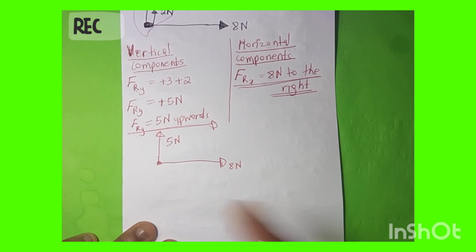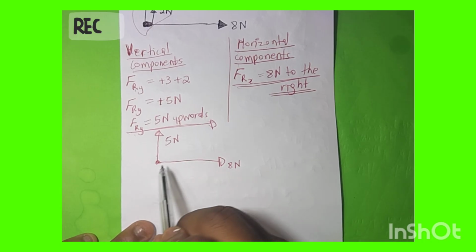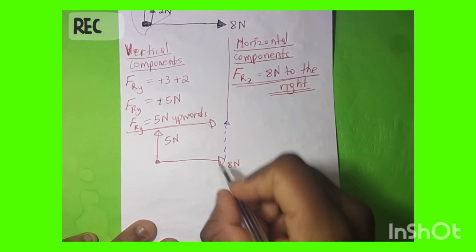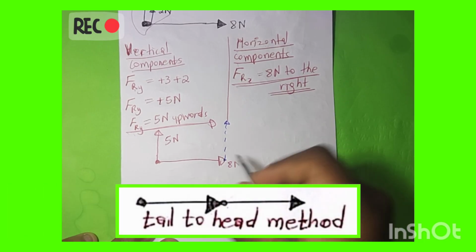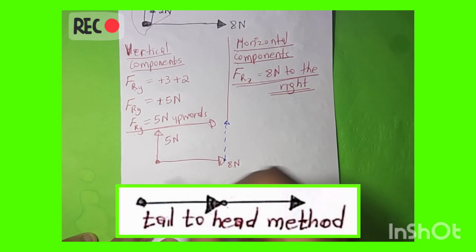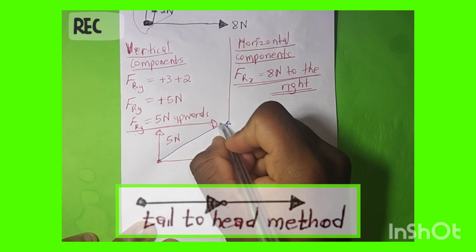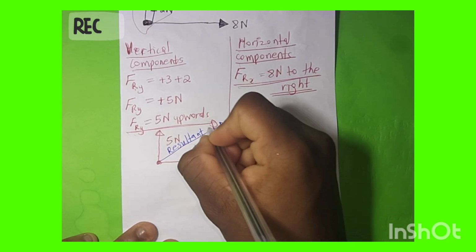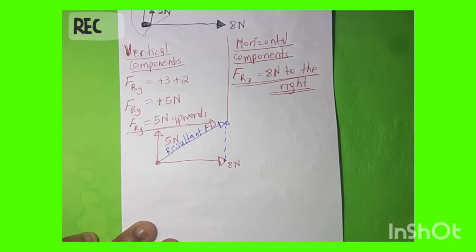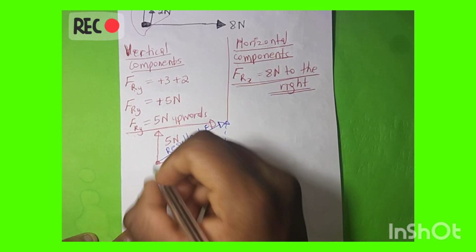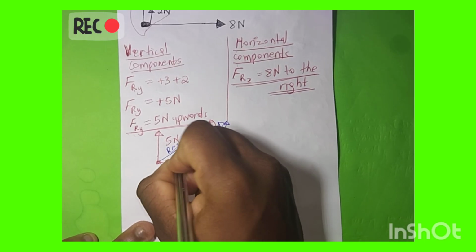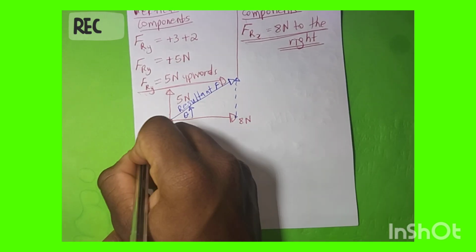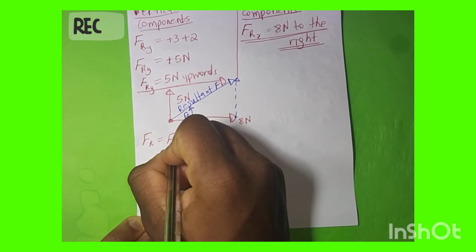Now in this case, I will take this thing and write it here, so that here I will have tail to head. Then I join that to form my resultant force. At the same time, here I have an unknown angle, which is theta. Then I can apply the Pythagoras equation, just like this.